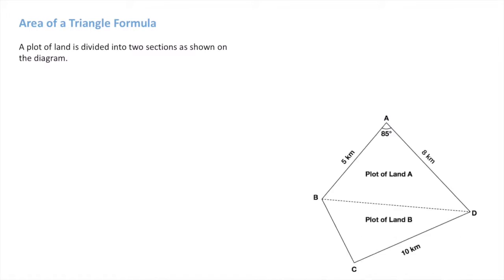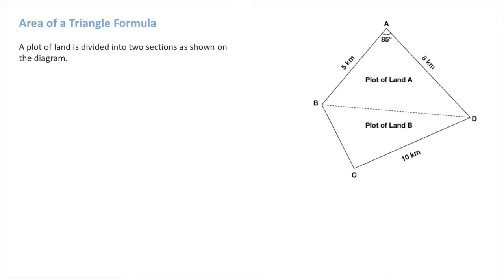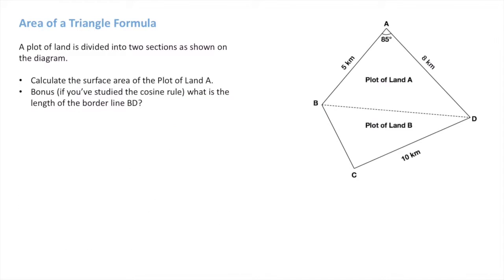Now, let's go ahead. We're told that a plot of land is divided into two sections as shown on the diagram. That diagram is here. We're then asked to calculate the surface area of the plot of land A, and as a bonus, we're asked what is the length of the borderline BD.